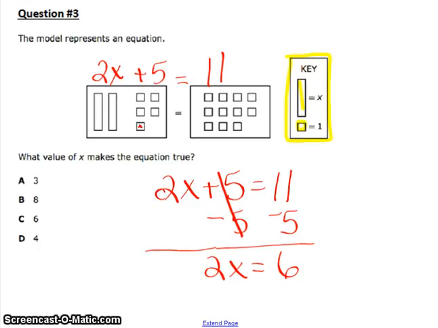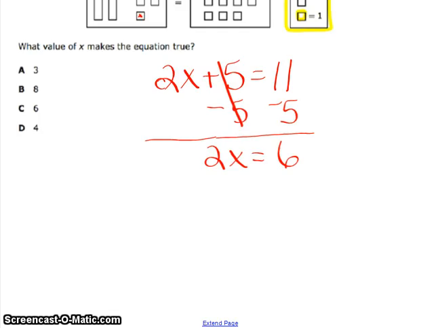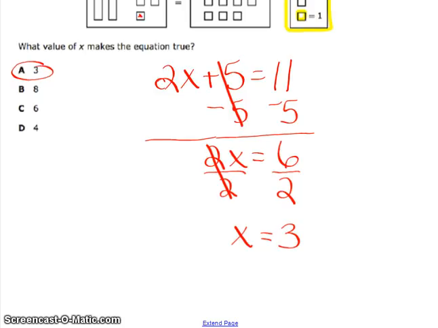So now I have 2x is equal to 6. From here, I need to divide both sides by 2. When you do that, the 2's will cancel, and you are left with x equals a positive 3. So your answer for this one was A, x equals a positive 3.